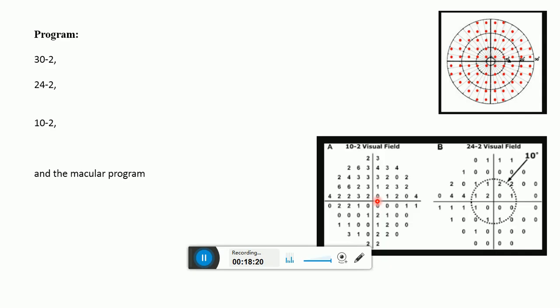Thus, the number of points tested in various programs on the Humphrey visual field are 68 points in 10-2, 54 points in 24-2, and 76 points in 32. The macular program is the central 16 points of 10-2. The points in the macular program are tested twice, and this is depicted as a second numeral in brackets below the points tested.